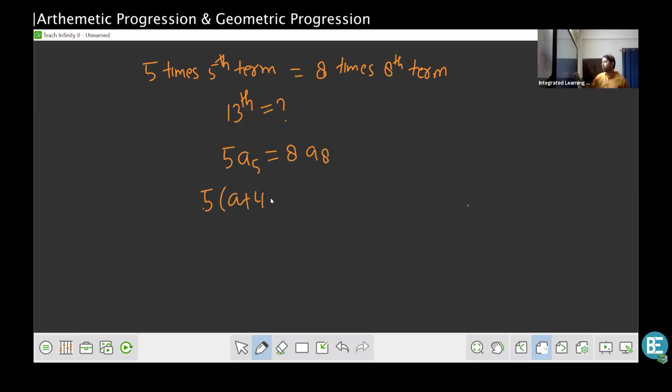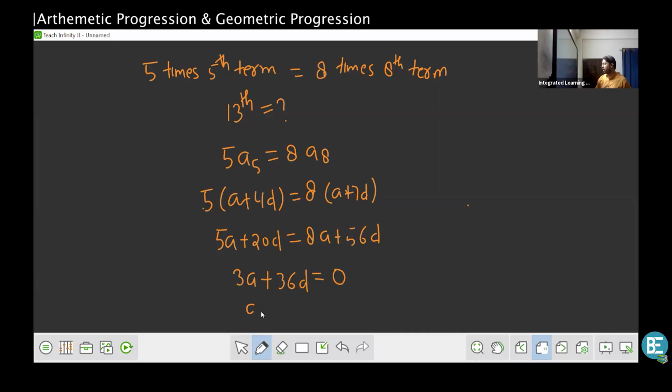A5 is A plus 4D and A8 is A plus 7D. Simplify this expression. 5A plus 20D is equal to 8A plus 56D. That gives us 3A plus 36D is equal to 0. We can take 3 common and we will get A plus 12D is 0. A plus 12D is nothing but A13. And that's it. We got 13th term is equal to 0.